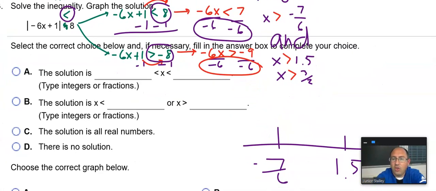Now that makes a whole lot more sense. We've got an open circle on negative 7/6 and it's going this way because we want greater than that. We've got an open circle.